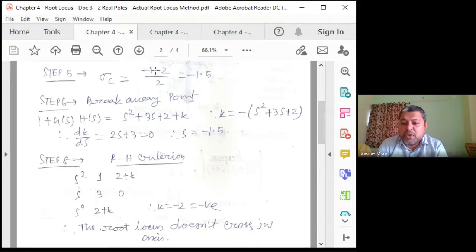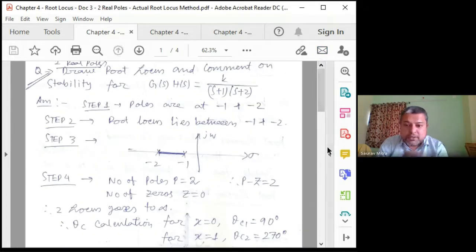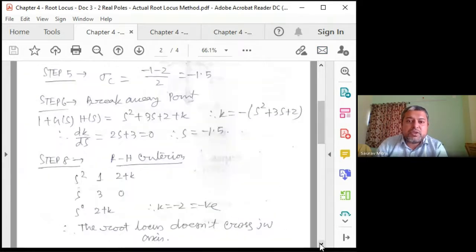So in this case zeros are not there because you can find the numerator is only k. That's why it is the summation of the real parts of the poles minus the summation of the real parts of all the zeros, divided by p minus z. In this case there is no zero, there are two poles, so p minus z is equal to 2 minus 0, that is equal to 2. So we are finding that minus 1 minus 2 divided by 2 means minus 1.5.